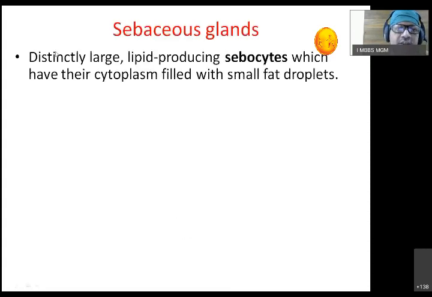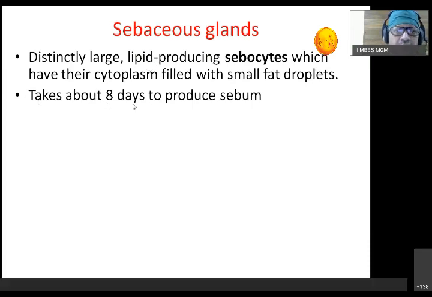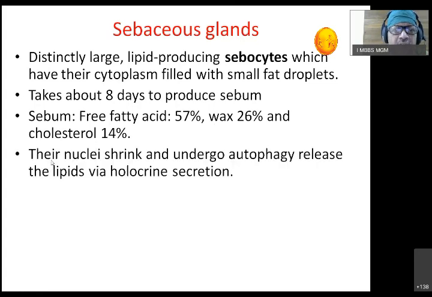Sebaceous gland cells are distinctly large and lipid producing. The cells of the sebaceous gland are called sebocytes. They produce sebum, the sebaceous secretion. It takes around 8 days to produce it. Sebum has free fatty acids 57%, wax 27%, cholesterol 14%. The cell's nucleus slowly shrinks, undergoes autophagy, and releases lipid. This secretion is called holocrine secretion.